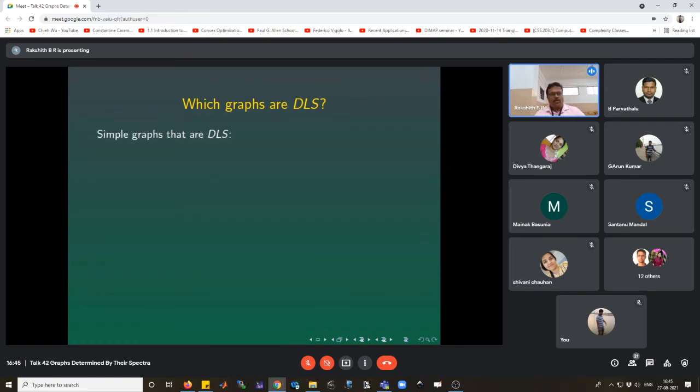So let me just go through the simple graphs that are determined by the Laplacian spectrum. One is the complete graph. Again, because from the Laplacian spectrum we can find out the number of edges in a graph, any graph co-spectral with the complete graph must have n(n-1)/2 edges. So therefore, it is clear that G is the same as the complete graph.